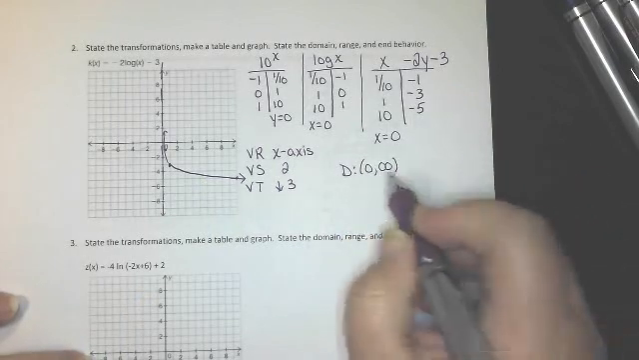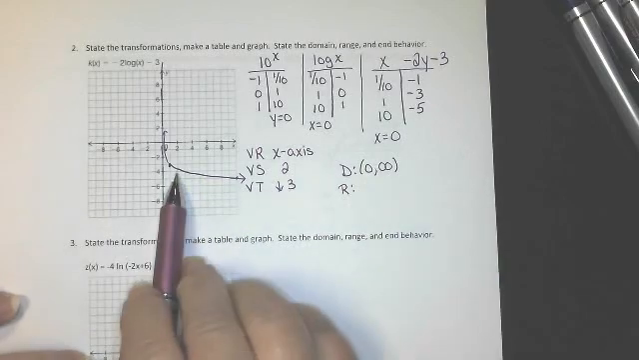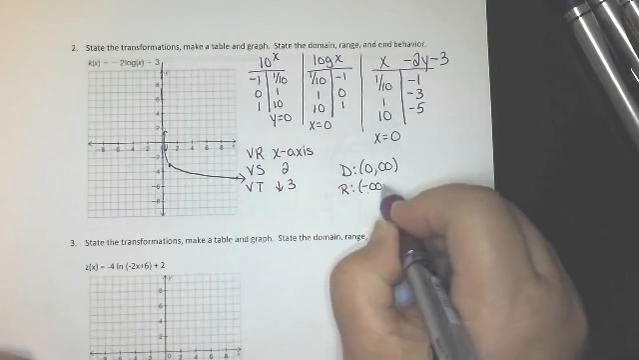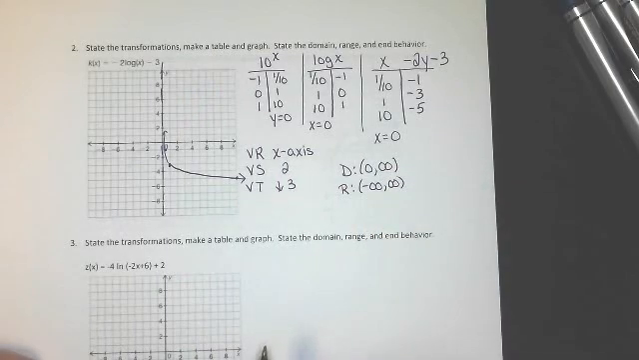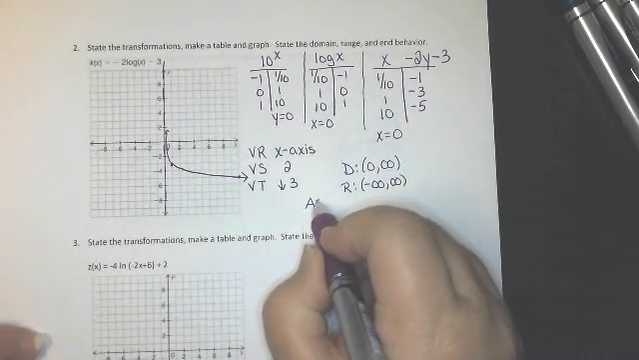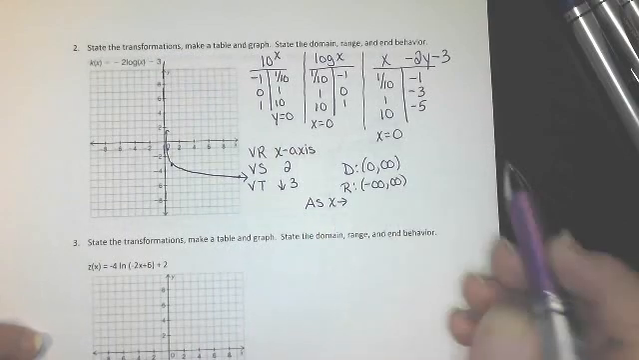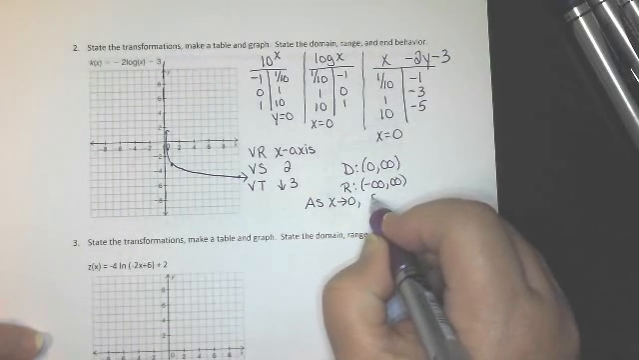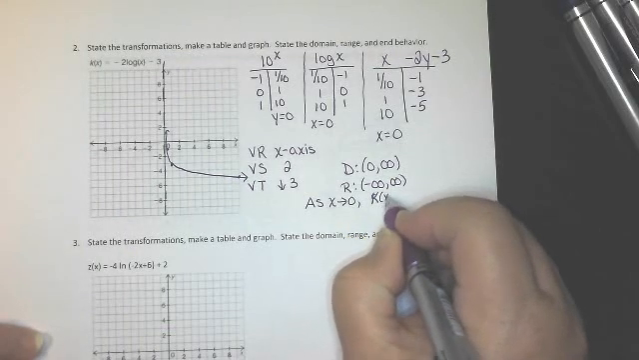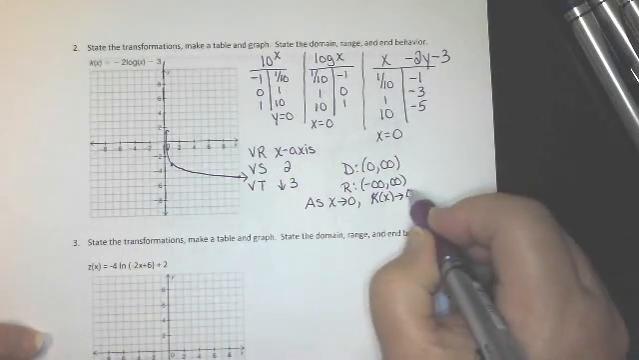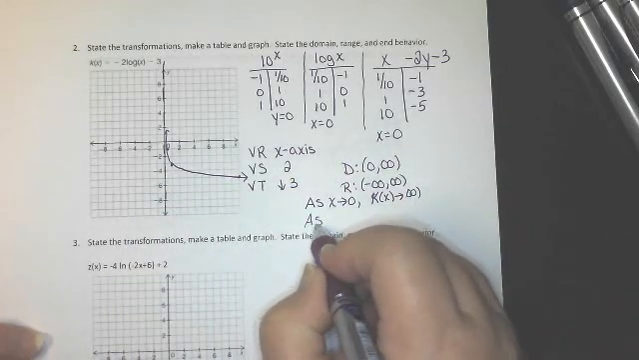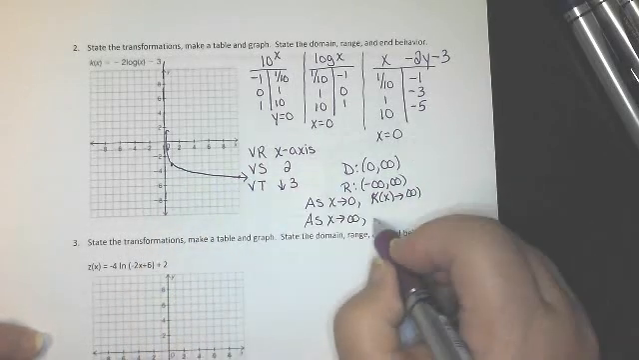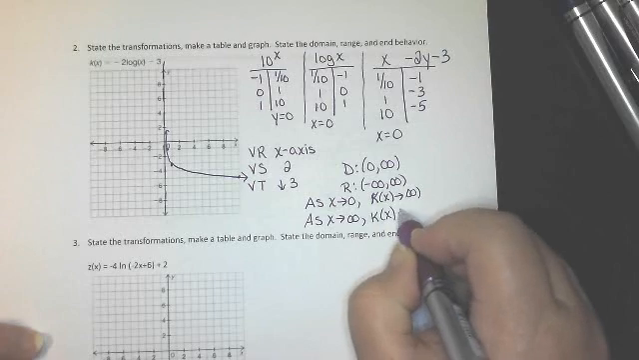Looks like it's going from 0 to infinity. Range. Remember the range of our logarithm functions? All real numbers, negative infinity to infinity. End behavior, we have two pieces. On the left side, x is approaching 0, k of x is approaching infinity. And on the other end, as x approaches infinity, k of x is also approaching infinity.